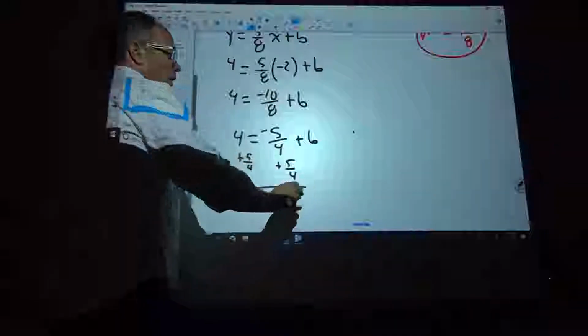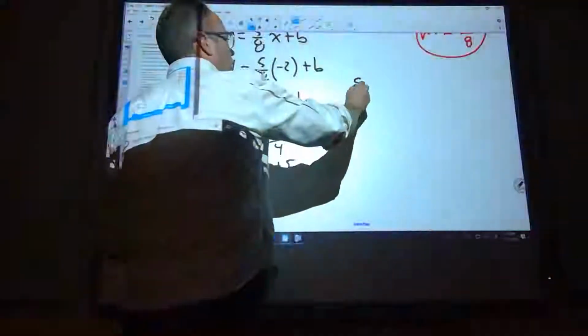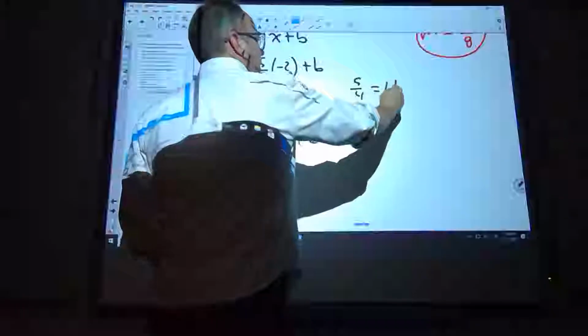5 over 4 is 1 1/4. Is that correct to say that? Can I say 5 over 4 is 1 1/4? Just put that right here. 5 over 4 equals 1 1/4, right? Making it a mixed number.